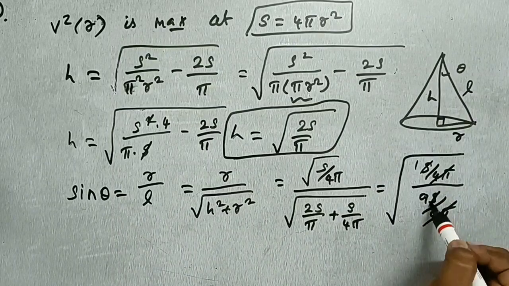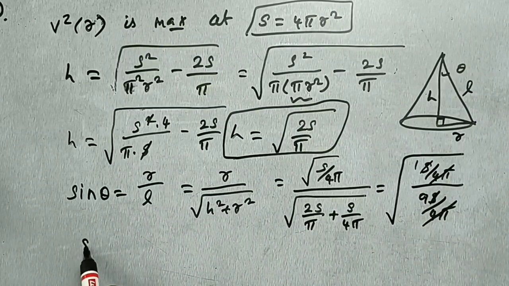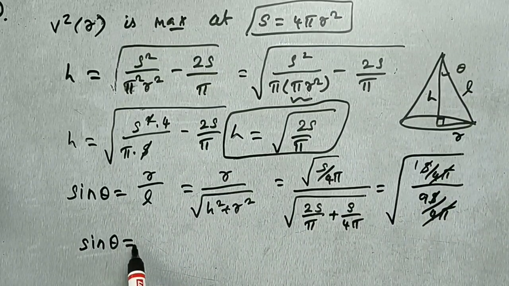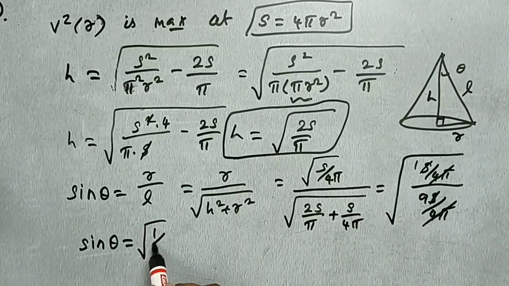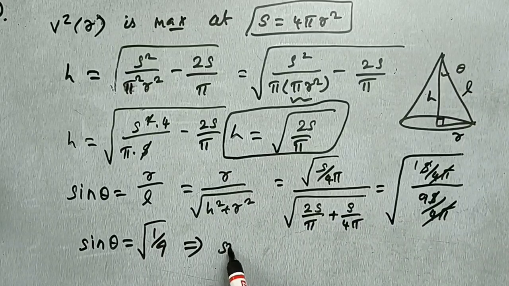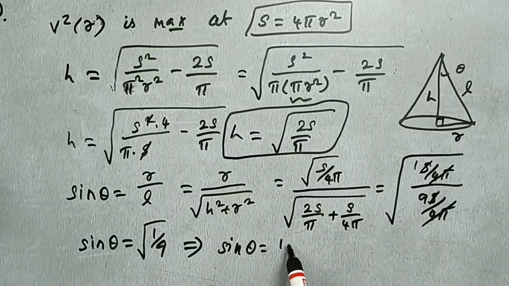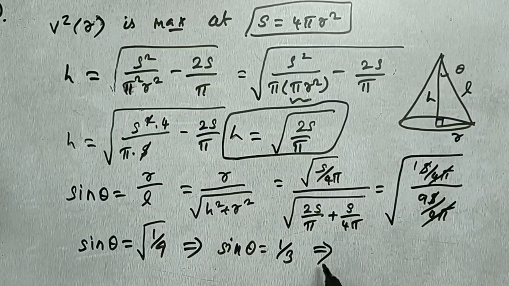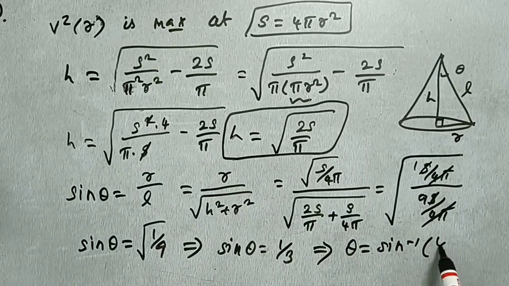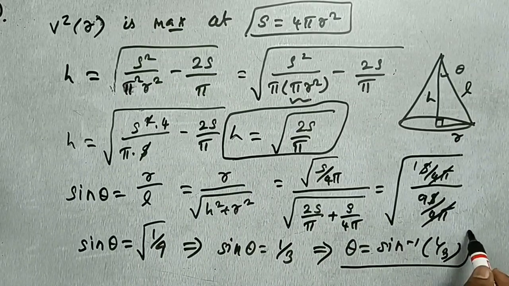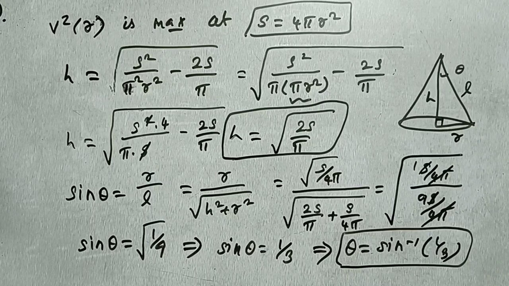So one of the s will cancel, 1 by 9 will be remaining, so sin theta equal to root of 1 by 9. This implies sin theta equal to 1 by 3. This implies theta equal to sin inverse of 1 by 3. The theta is nothing but the semi-vertical angle. This only I needed to prove. Clear? Thank you.